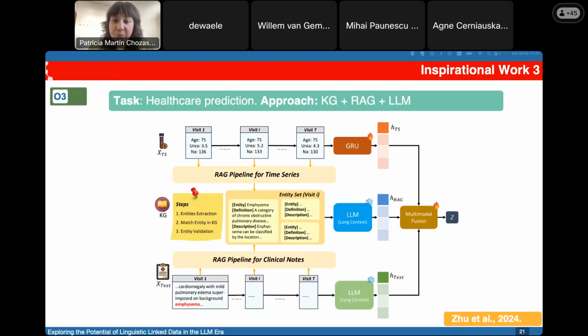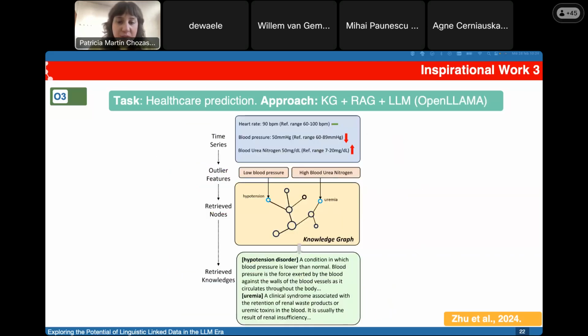And just to mention that the retrieval augmented generation technique is the one that can be seen in the middle, no? It's used to retrieve contextual knowledge from the graph and add it to the entities mentioned in the dataset. A clear example of this is the following.